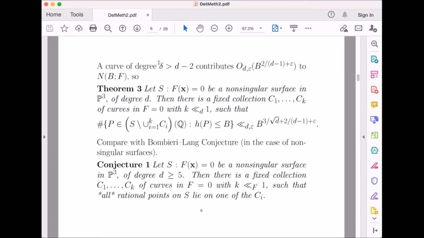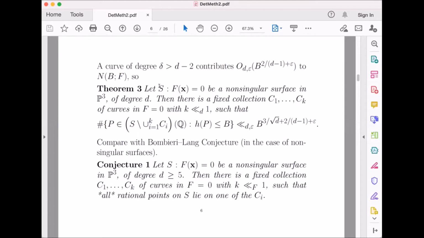So if the curve has degree delta bigger than d minus 2, well, then delta is at least d minus 1, and the number of points on that curve will be of order B to the 2 over d minus 1 plus epsilon by the theorem that we have for curves. And smaller degrees can occur in at most a finite number of cases. So let's put that together into this theorem, which may take a little bit of digesting.